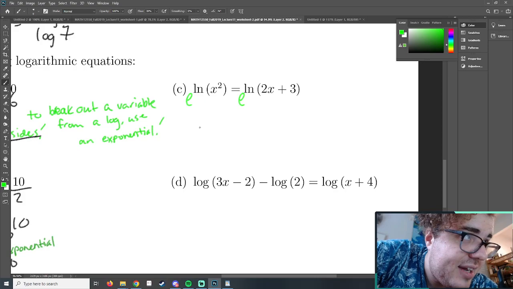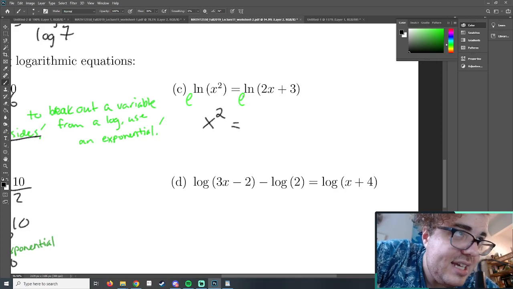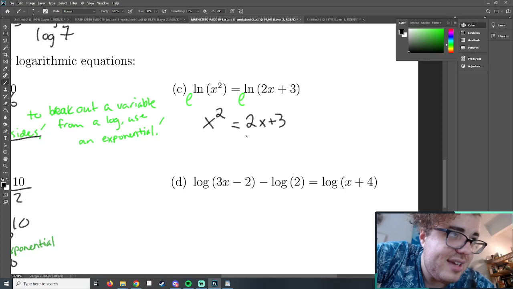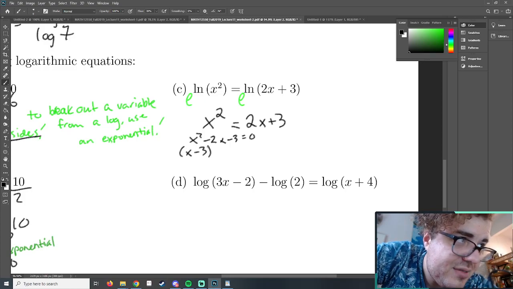E to the ln of x squared is just x squared by one of the properties we learned earlier, right? E to the ln x is x. And e to the ln 2x plus 3 is just 2x plus 3. So we get this nice thing, which becomes a quadratic, x squared minus 2x minus 3 equals 0. This factors nicely into x minus 3 times x plus 1 equals 0.